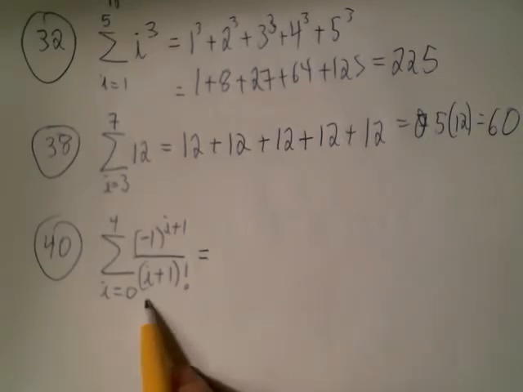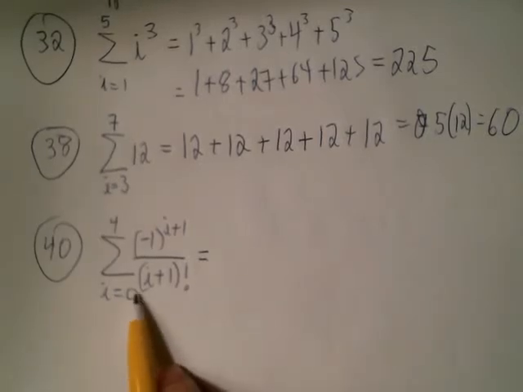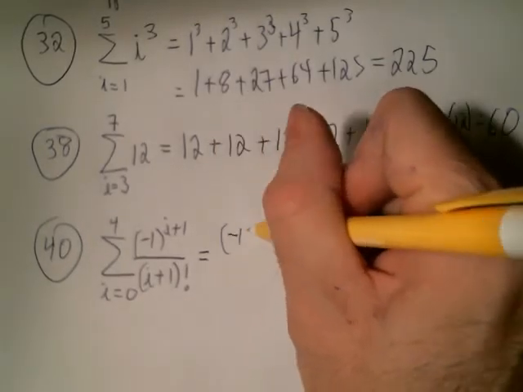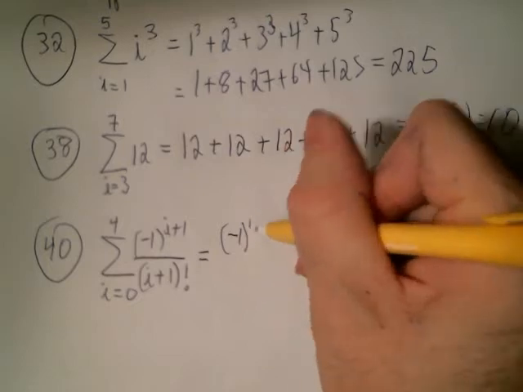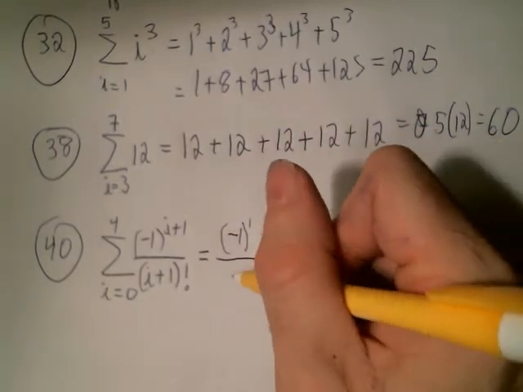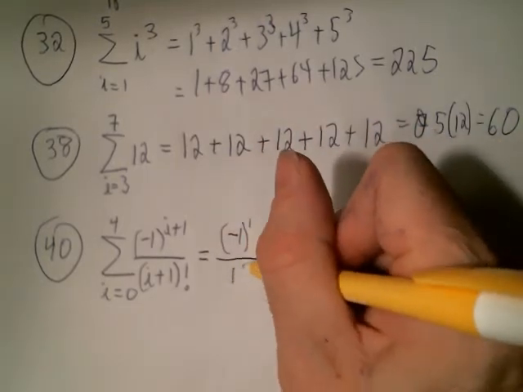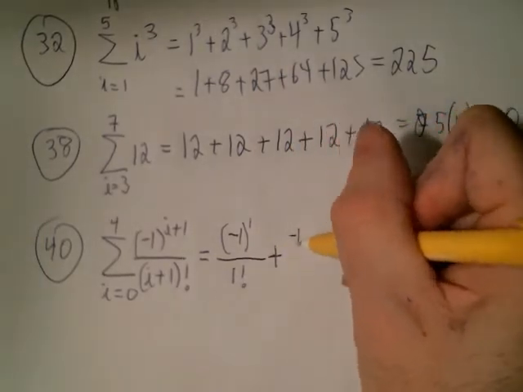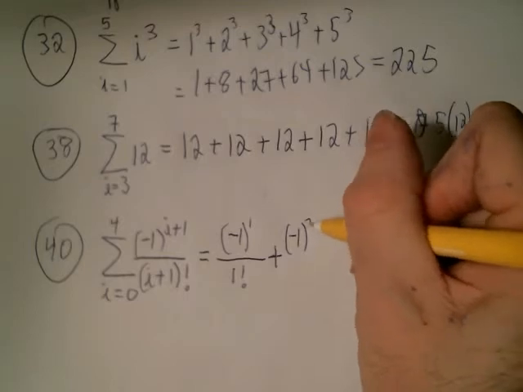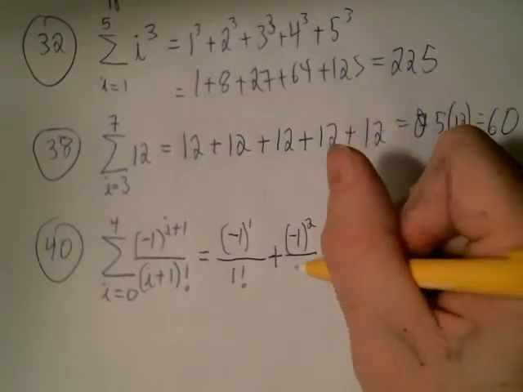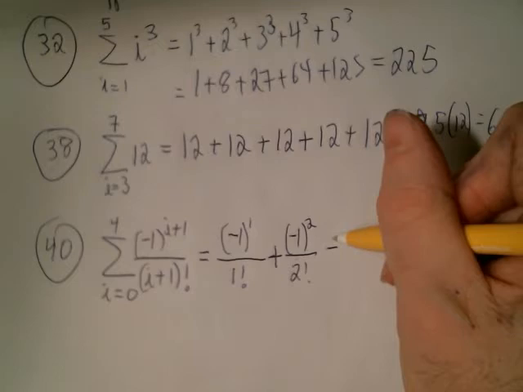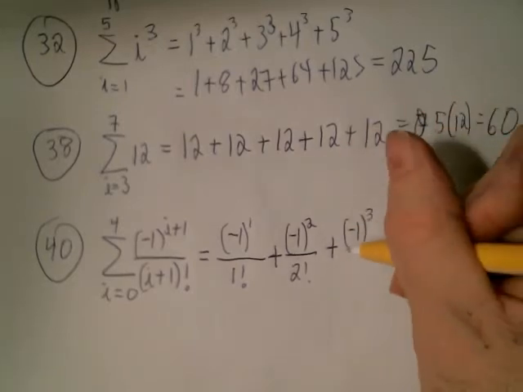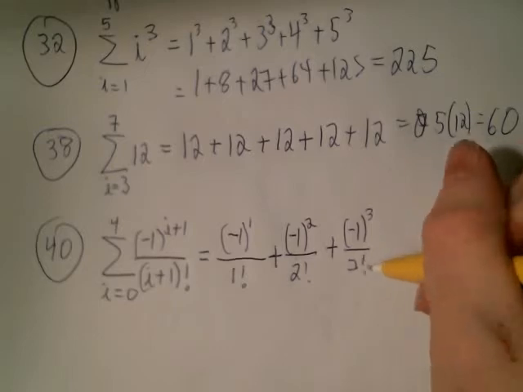Let's go ahead and do these. So first, the lower limit says plug in 0 first. So -1 to the 0 plus 1 is just 1. And then I have 0 plus 1 factorial, which is 1 factorial. And then plus -1 to the 1 plus 1 is 2, all over 2 factorial. And after a while, you kind of see a pattern. Right?